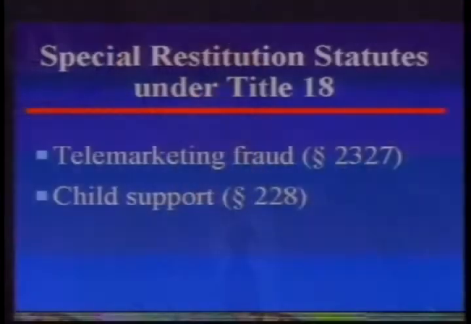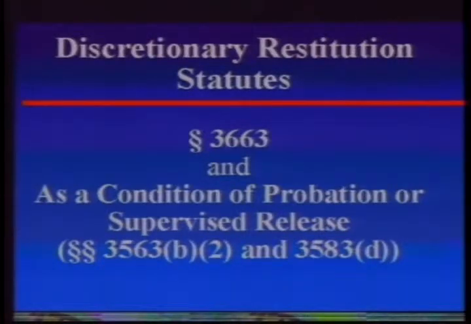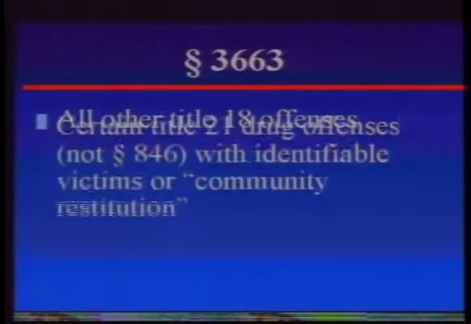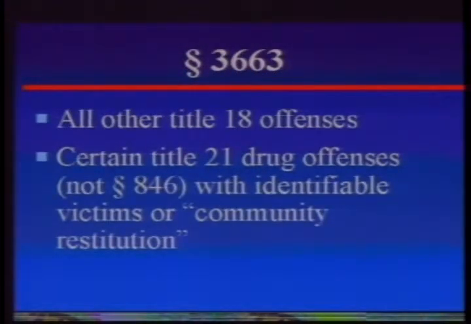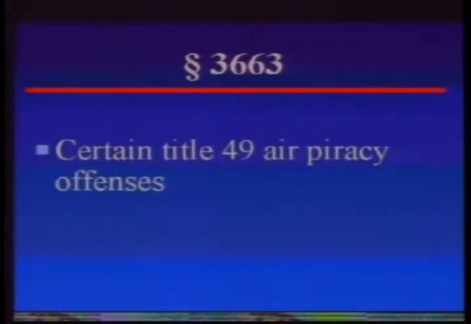Now, the statutes that provide for discretionary restitution are as follows. 3663, and as a condition of probation or supervised release, and that's under 3563 and 3583. Now, as far as 3563 is concerned, here's what's covered there. All other Title 18 offenses. That means all of the Title 18 offenses that weren't covered under mandatory restitution. Certain Title 21 drug offenses with identifiable victims, and also certain Title 21 drug offenses without identifiable victims, which is often referred to as community restitution. And certain Title 49 air piracy offenses.